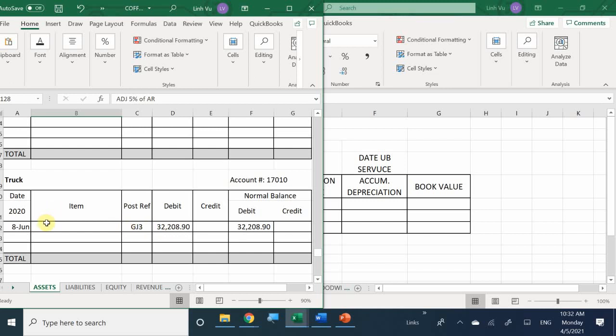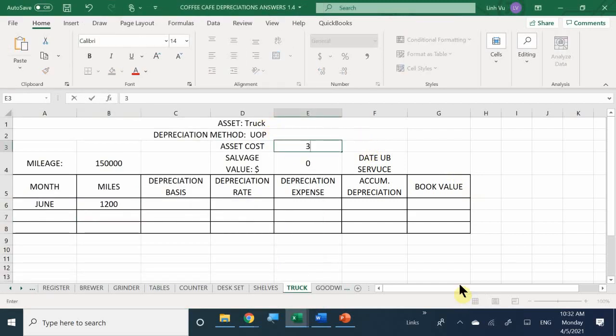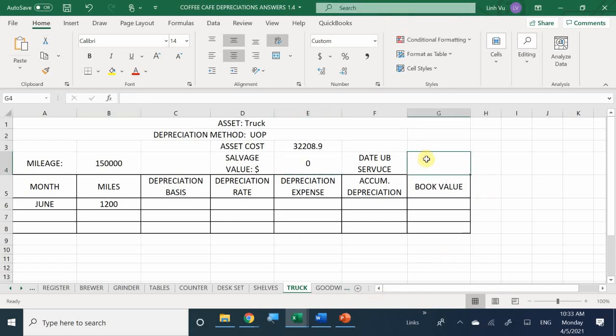For how much? 32,208.90. And if I bought it on June 8th, what's my assumption here? It went into service in June, correct, because obviously if I picked up the truck on June 8th, it depreciates the minute you drive off the parking lot. So here you go, June 8th. So that means we need to actually fully depreciate for the month of June.